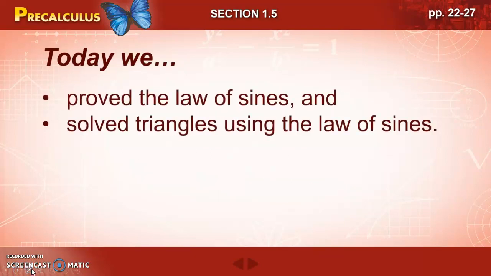So today we proved the law of sines and solved triangles using the law of sines. If you'd like to see a full geometric proof of the law of sines, it is in your book in this section 1.5 notes. If you have any questions about how to set up these proportions to solve for non-right triangles, be sure to ask me next class.